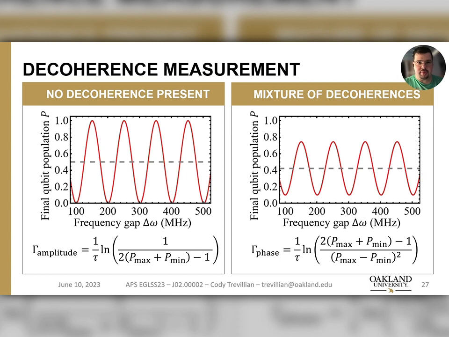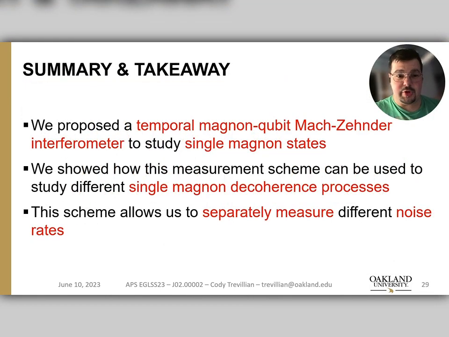interferometry. So again, we proposed and pitched this temporal magnon-qubit Mach-Zehnder interferometry to study single magnon states, and we showed that it can be used to study different single magnon decoherence processes, and importantly, the scheme allows us to separately measure different noise rates.